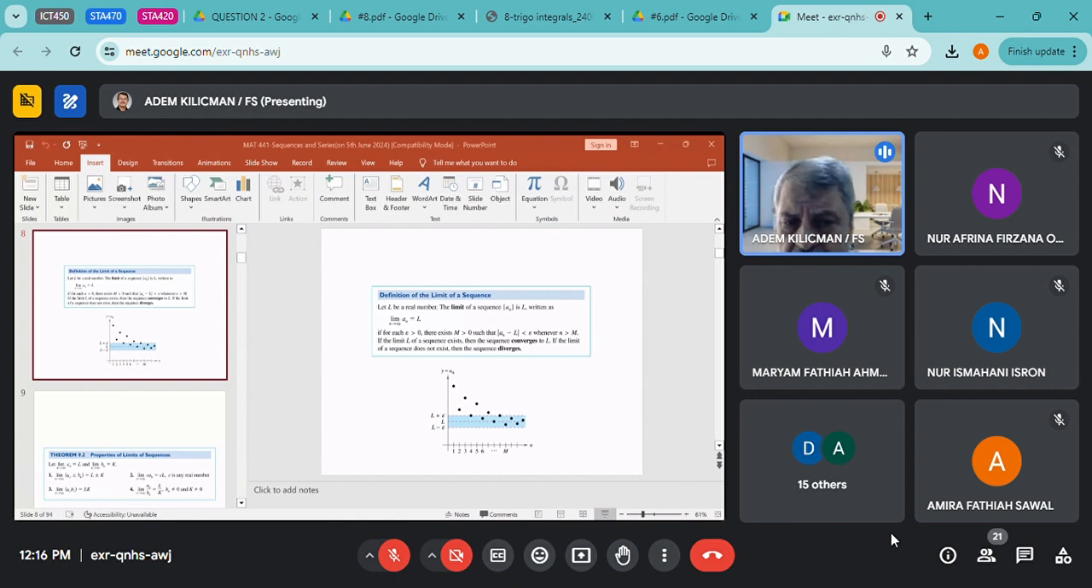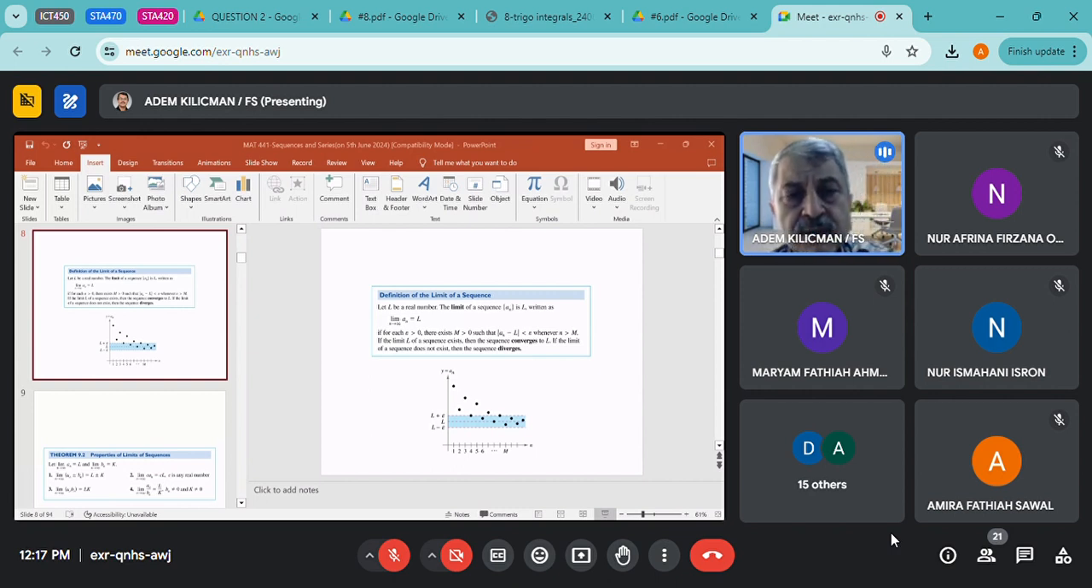And don't forget here, remember, the limit concept or convergence concept is for large n, n goes to infinity. Okay, don't forget this.